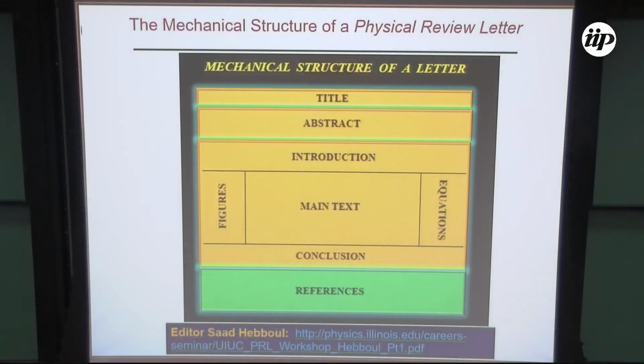Okay. All right, so this is the outline of a Phys Rev Letter that Saad Habul laid out. You're going to be very familiar with it. It's got a title, an abstract, introduction, the main text with figures and equations, conclusions and references. And the two parts that I want to emphasize are the abstract and the introduction, because these are the ones that, in some sense, have to be the most accessible to an audience.